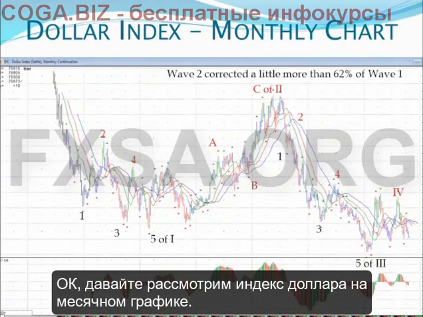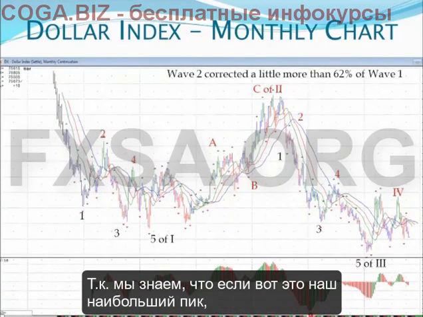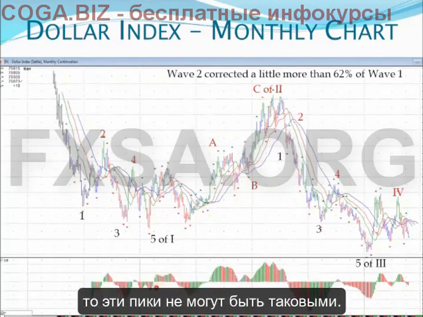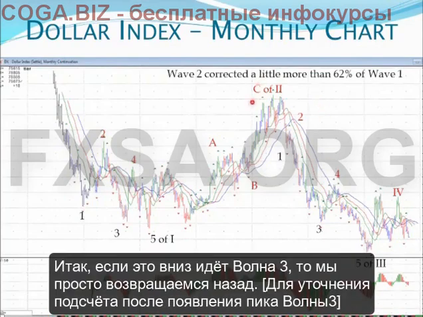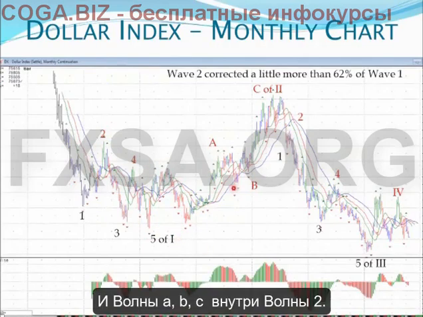Okay, let's take a look at the dollar index on a monthly chart. Here we're going to start on the left of the chart with a 1, 2, 3, 4, 5 of wave 1, because we know that if this is our tallest peak over here, this can't be. So if that's a 3 coming down, we just go backwards. 1, 2, 3, 4, 5 waves of the first wave, an A, a B, and a C of wave 2.